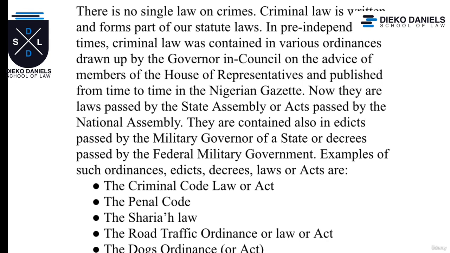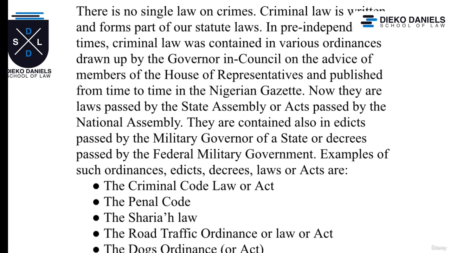As you proceed in this course, you will learn a number of these prescriptions and proscriptions. Basically, there is no single law on crime. Criminal law is written and forms part of our statute laws. In pre-independence time, criminal law was contained in various ordinances drawn up by the governor in council on the advice of members of the House of Representatives, published from time to time in the Nigerian Gazette. Now, they are laws passed by the State Assembly or acts passed by the National Assembly.